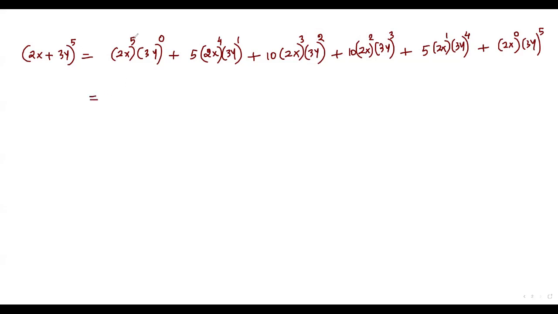So when 2x is raised to the fifth power, what does it equal? Whenever 2 and x are multiplied and we have a common exponent 5, what we can do is distribute this exponent to each term.